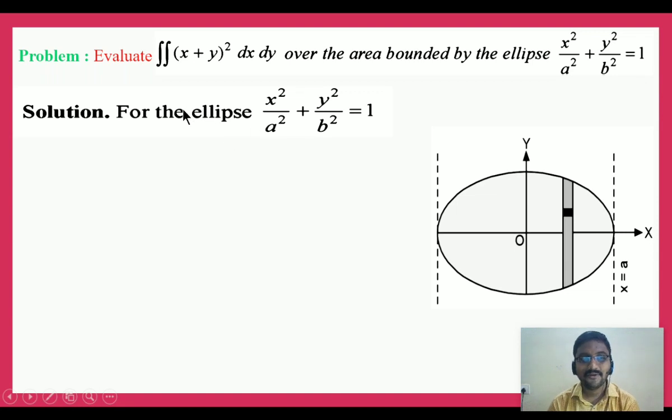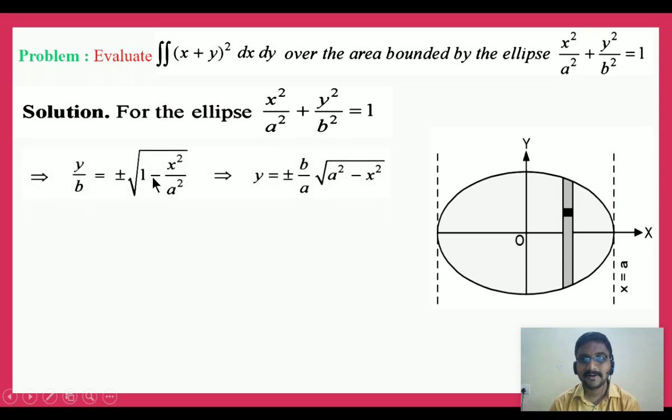Solution. For the ellipse x square by a square plus y square by b square equal to 1, the y limits are in terms of x, that is, variable limits, because here the strip is drawn parallel to the y axis. The lower part of the strip touches the ellipse in the fourth quadrant, and the upper part of the strip touches the ellipse in the first quadrant.